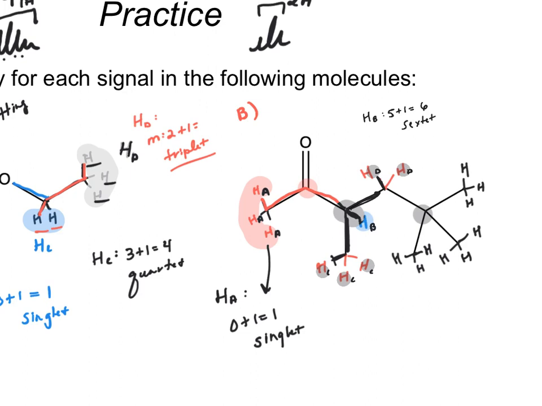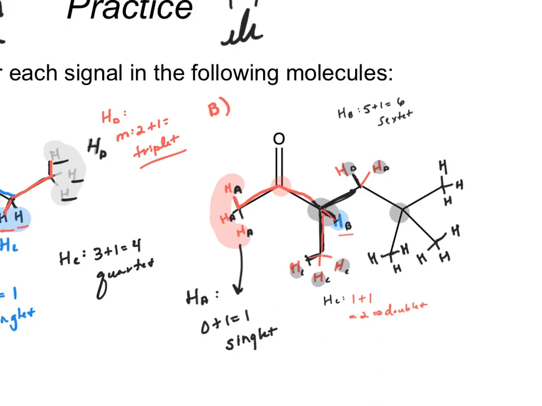That's HB. If we move on to HC, HC is only going to be, we've got 1, 2, 3. It's only going to be split by this one HB, right? So we have 1 plus 1, which gives us 2. HC is going to be a doublet.